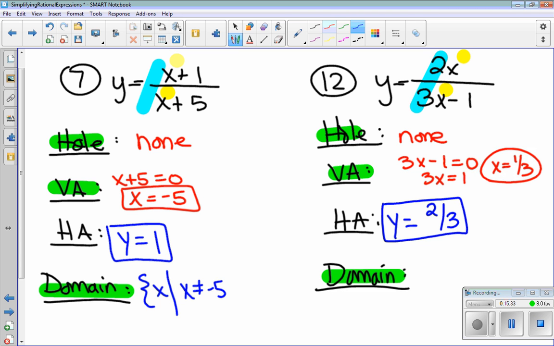Very good. But I would grade it wrong on the OPQ if you wrote that, right? So just make sure that you're writing what you really mean. All right? How about the domain for number 12? All x's such that x cannot equal what? 1/3. Now, there weren't any holes in this case, but double check because on your OPQ there might be. So it would be both holes and vertical that relate to your domain.